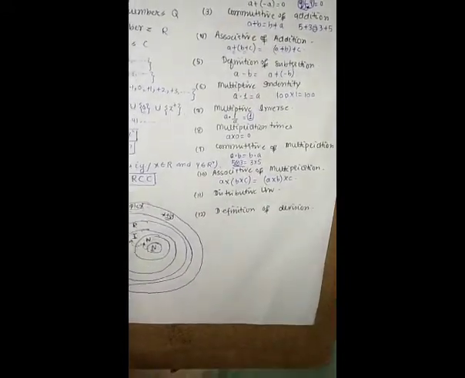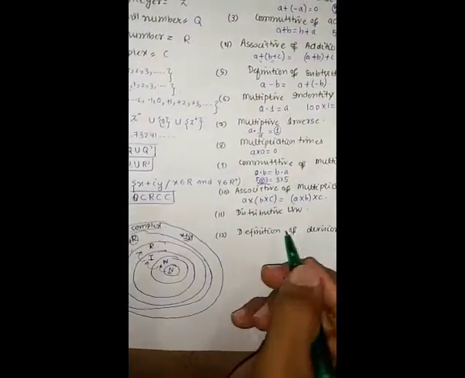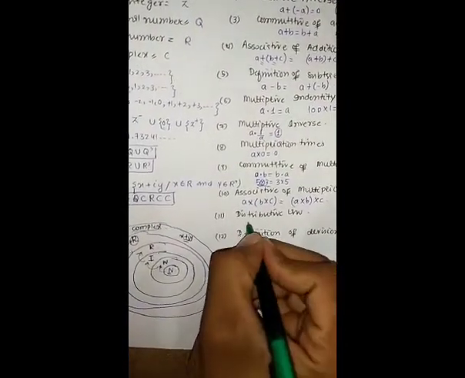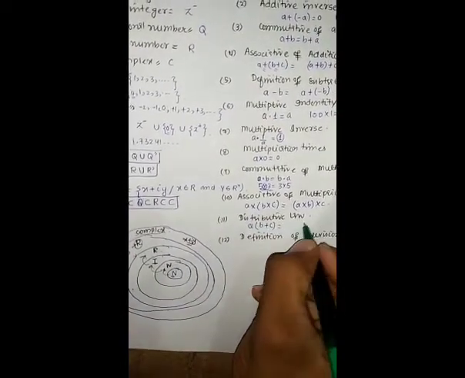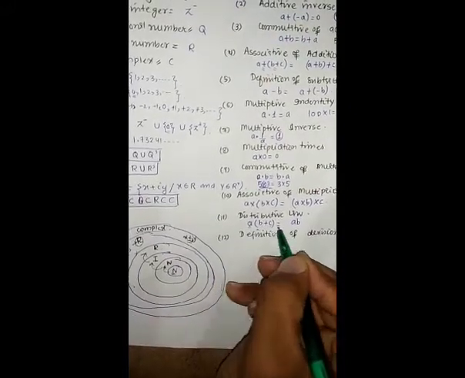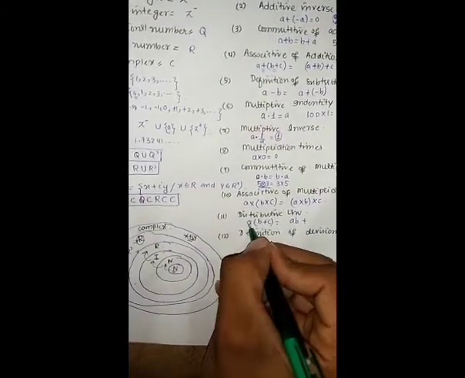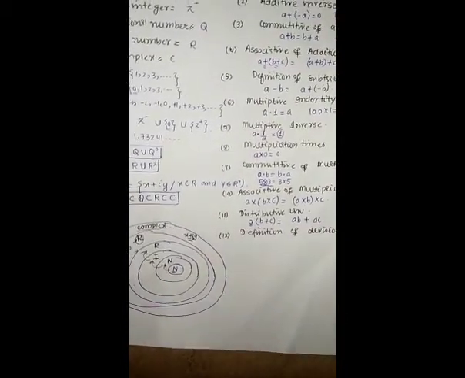Okay, now the distributive law. What is called the distributive law? The distributive law also consists of 3 elements: a into b plus c. It will become ab, the multiplication of the first term with the first, plus the multiplication of the first term with the last term, ac. This is called the distributive law.